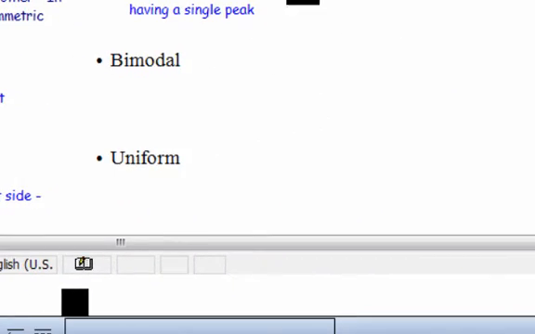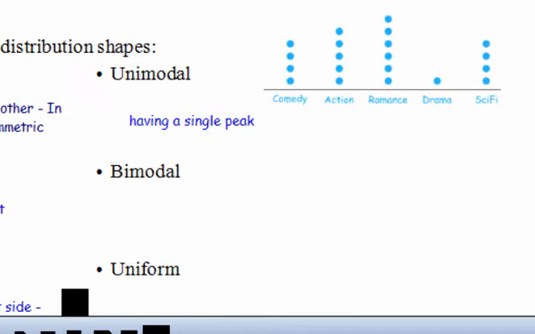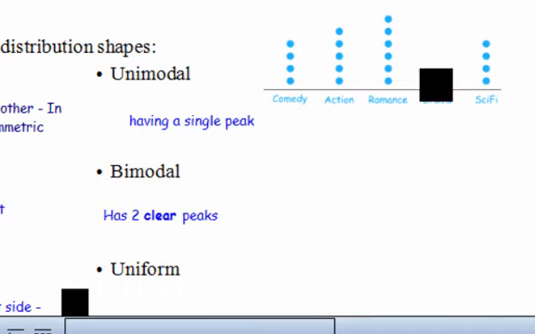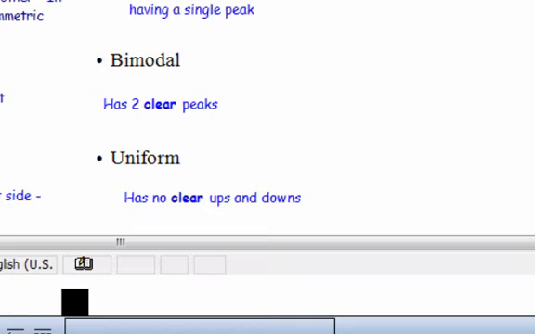Unimodal is having a single peak. So this is a graph of a unimodal. It's got one peak. So bimodal would then have two clear peaks. And uniform means it has no clear ups and downs. So notice that I highlighted clear on here. These aren't just little tiny things. We're talking about clear peaks, no clear ups and downs.